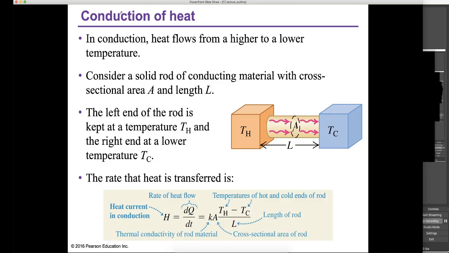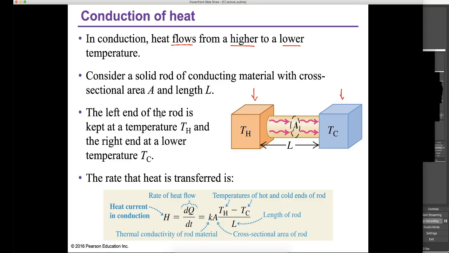So now first let's see the details about the conduction of heat. In conduction, the heat flows from a higher to a lower temperature object. For example, if you have two objects here and here, a high temperature object and a low temperature object, and they're contacting each other, or contacting the same object, then the heat will flow from one object to another one.